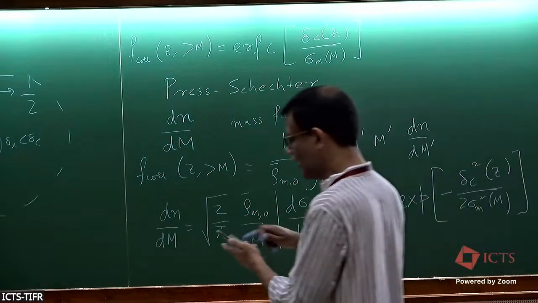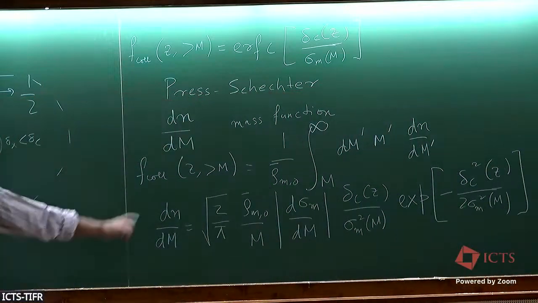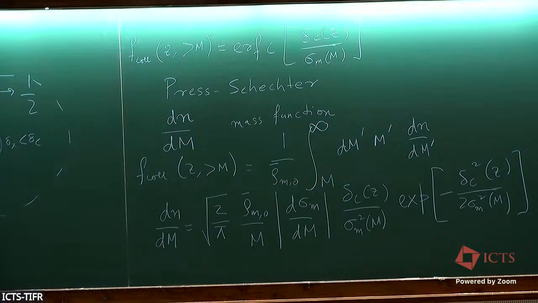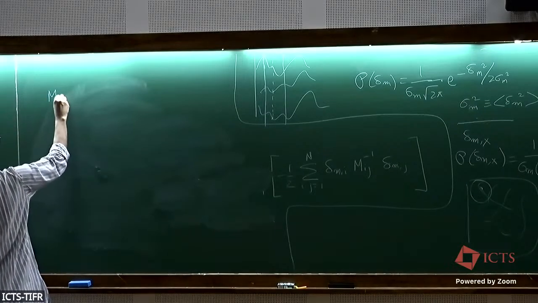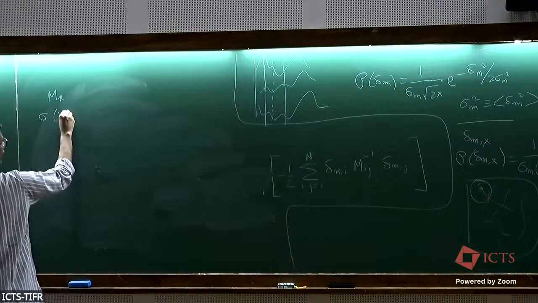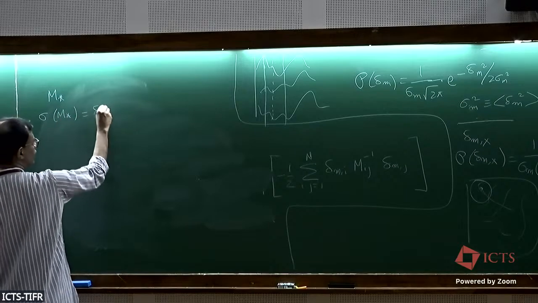Now let us try to understand what it says. So I will leave this here, but then go to the other side and continue. Firstly, you see there is an exponential sitting there. And within that exponential, we have a delta c z and some sigma m. So then we can set up a characteristic mass scale, let us say m star, such that sigma at m star is equal to delta c of z.